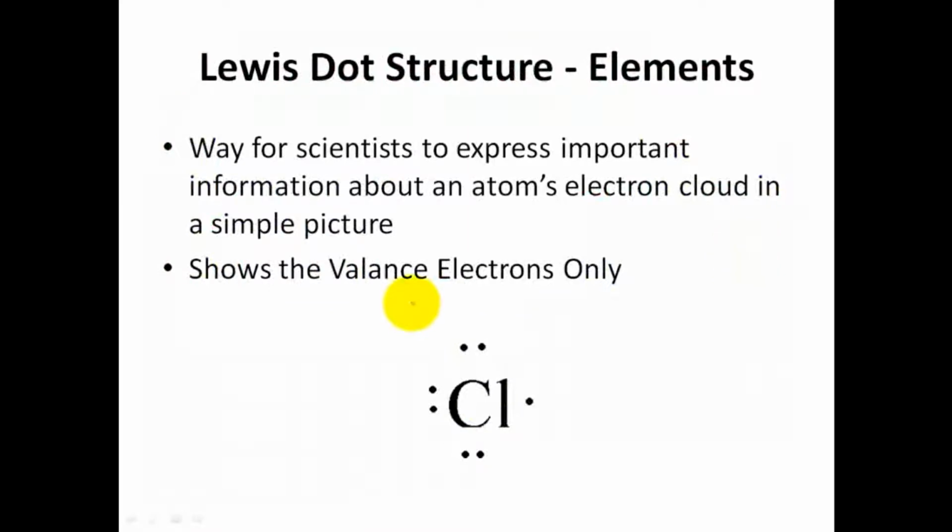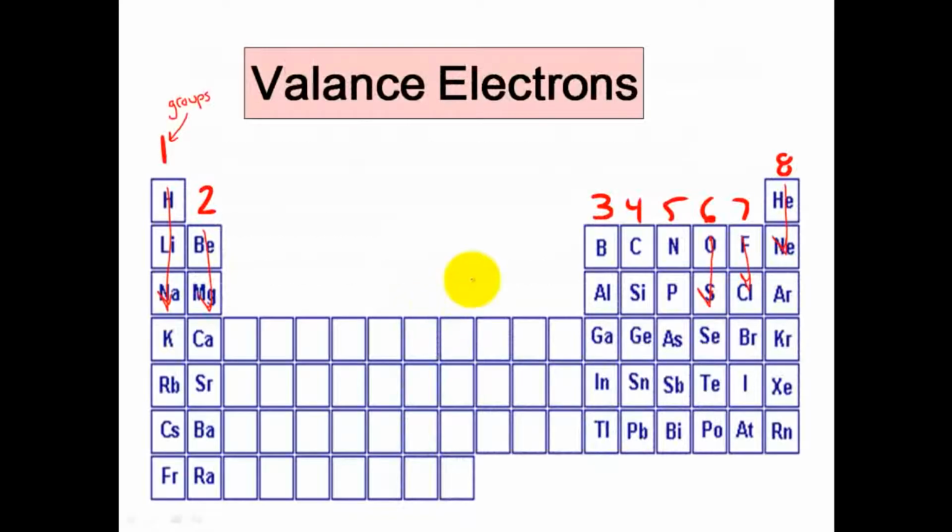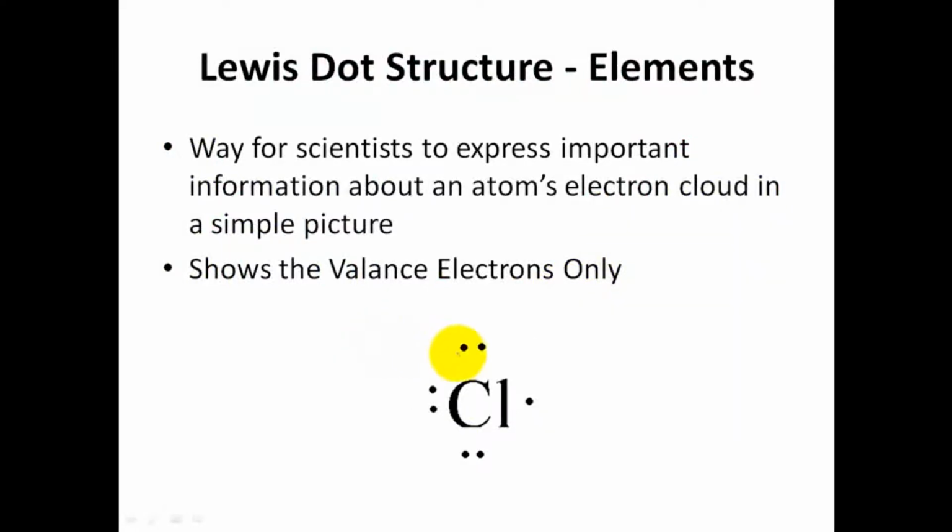The Lewis dot structure drawn for an element is simply a way for scientists to express important information about an atom's electron cloud using a simple picture. And it's only going to show us the valence electrons. So, how many valence electrons does chlorine have? Well, if I go back one slide, there's chlorine right here. Go up to the very top of the group and I'll see it's in group 7, indicating 7 valence electrons. I'm going to draw my Lewis dot structure showing those valence electrons. These dots here represent the valence electrons. So any Lewis dot structure is simply showing the outer edge of my electron cloud, the valence electrons.